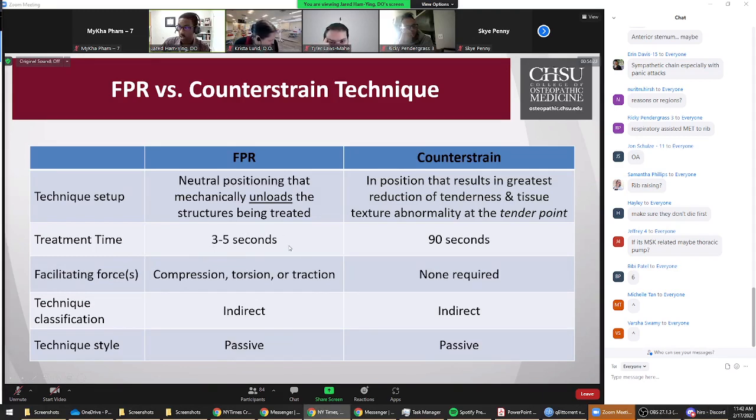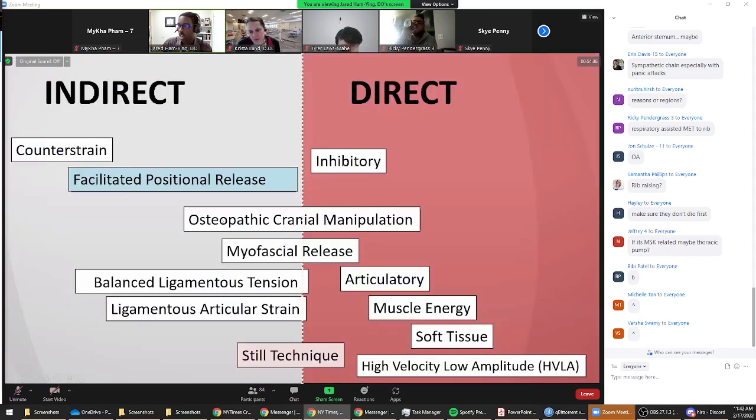So notice it's a lot faster, 3 to 5 versus 90 seconds. More input from the practitioner is going to allow that quicker response to take place using more reflexive changes. Still indirect, still passive. So you've got FPR here on the indirect side for the most part, might cross over a little bit depending on the practitioner. For the most part, it's going to hang out here. Still technique though, right on that line.